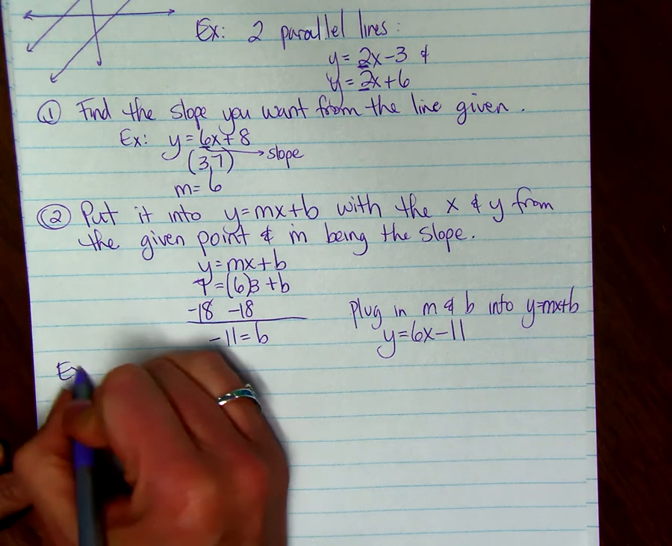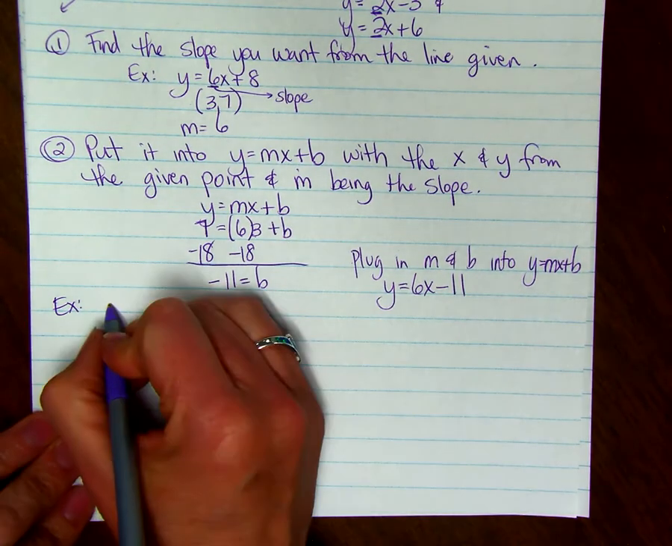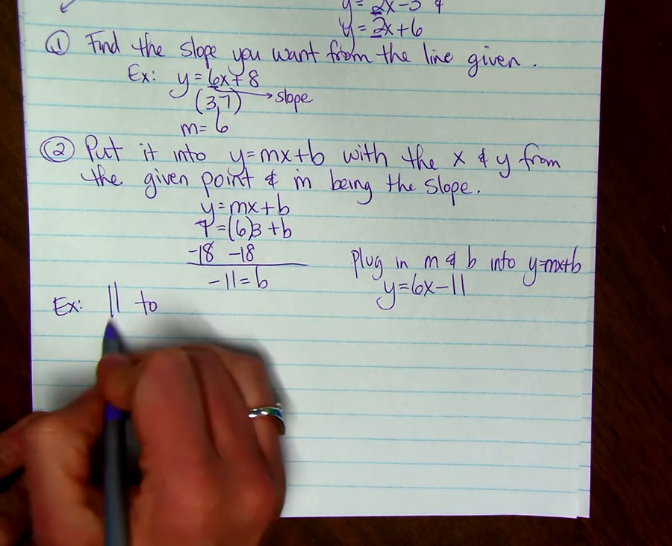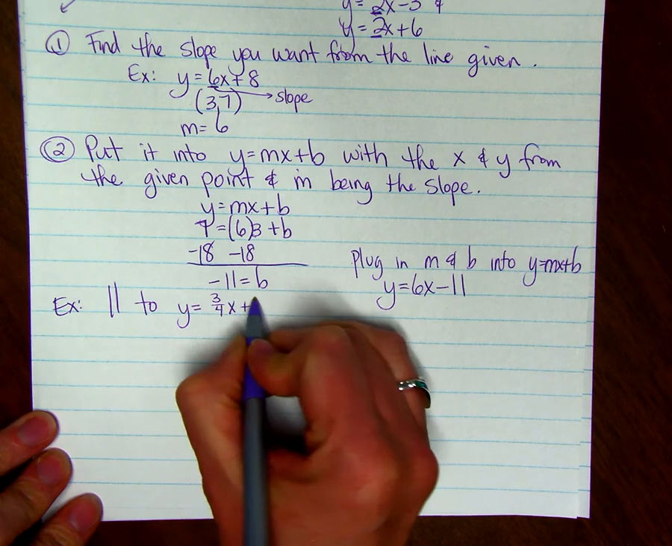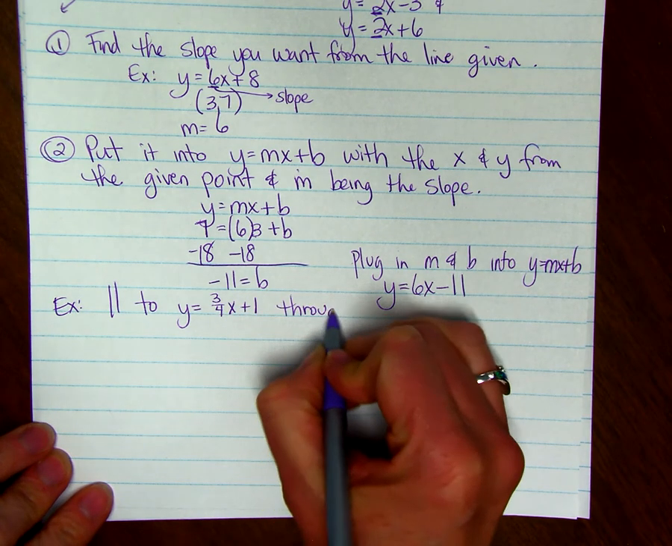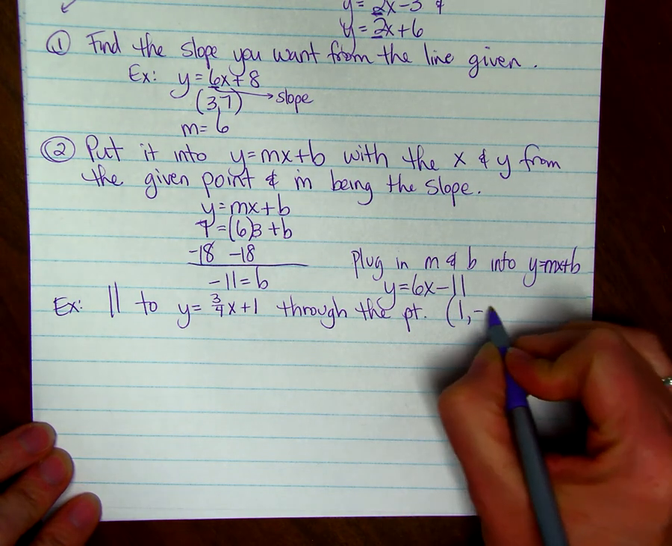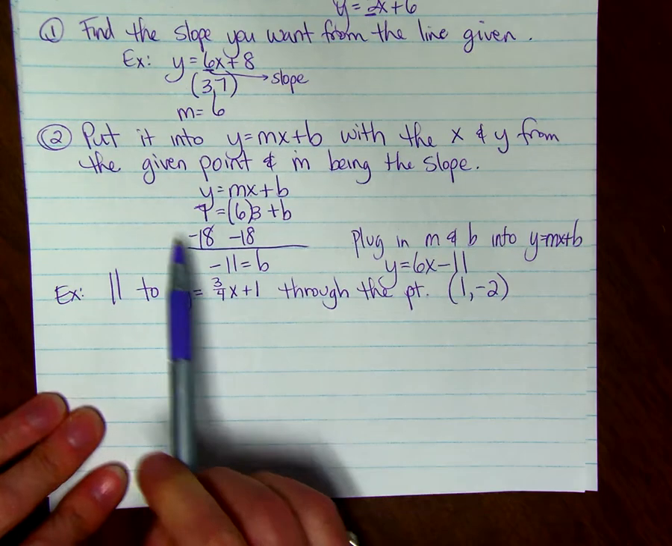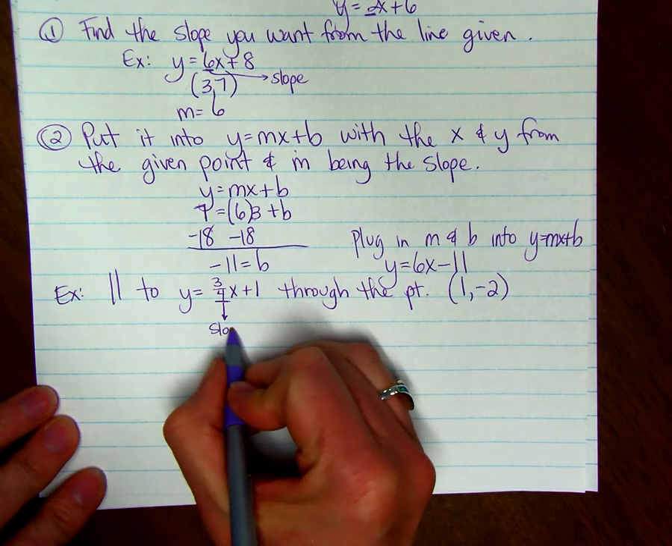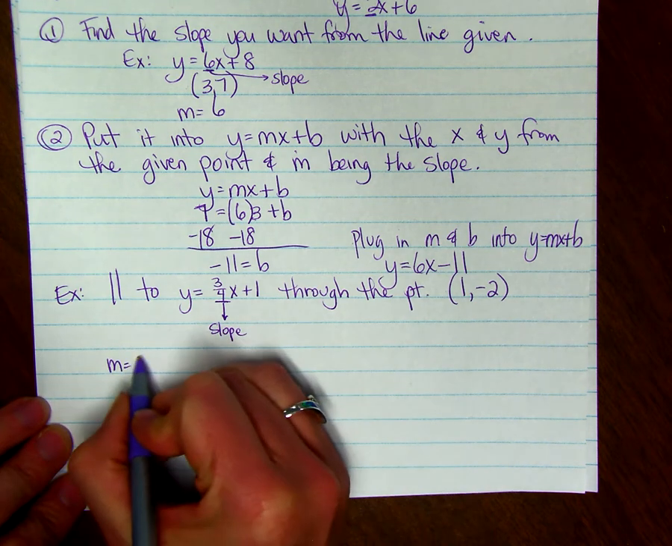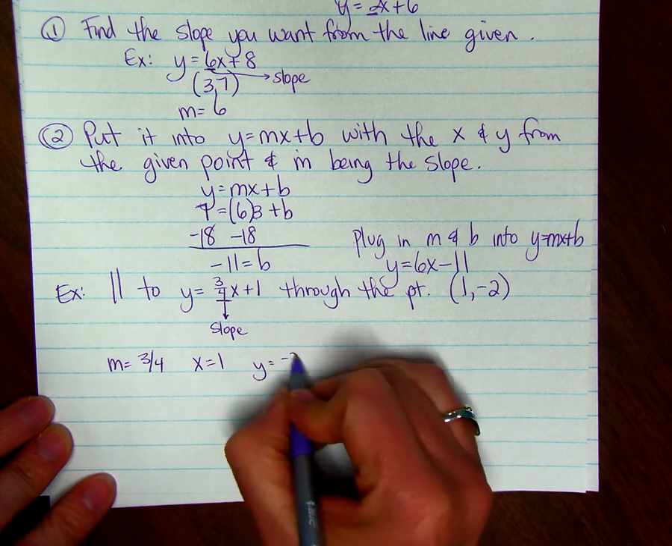So we're going to do another example. We want to find the equation of a line parallel to, these two lines just mean parallel to, y equals 3/4 x plus 1 through the point 1, -2. So the first step is we need to find the slope. We want a parallel line, so we want our slope to be 3/4. So m equals 3/4, x equals 1, and y equals -2.